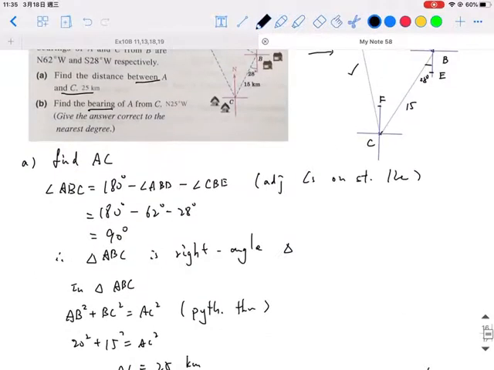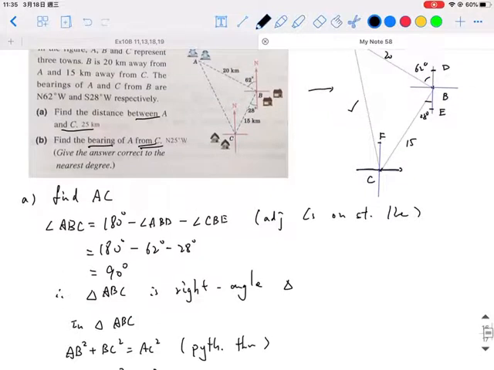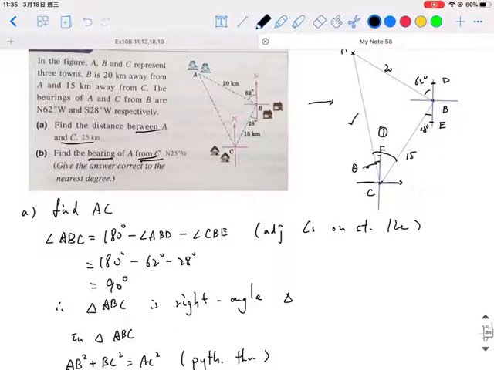So I will express the compass bearing of A from C. The question says from C, that means you need to write the cross at C, and what you need to find is the angle here, theta. So the first part, I need to find the larger angle first. This one I can do by sine, cosine, or tangent. And the second angle here by alternate angles.